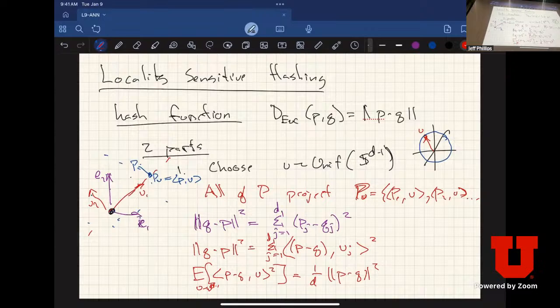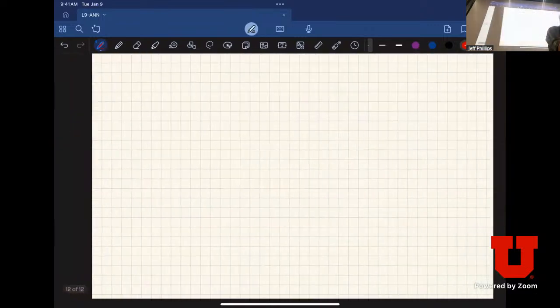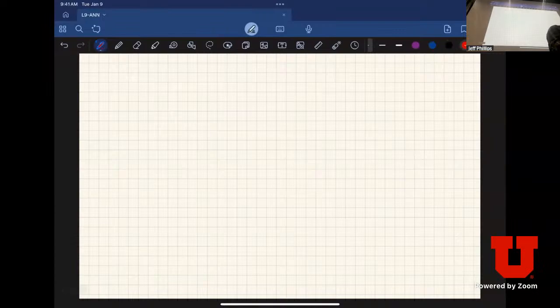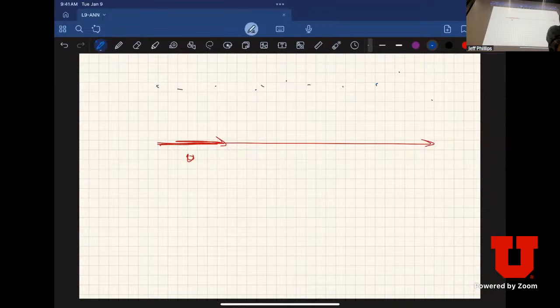Now I need to hash them into bins instead of just getting an expected value, so I have to use the second part. Let me run out of space here. But now assume I've got this direction U, and I've got all my points. These are my points P, and I projected them onto these points in this one-dimensional space.